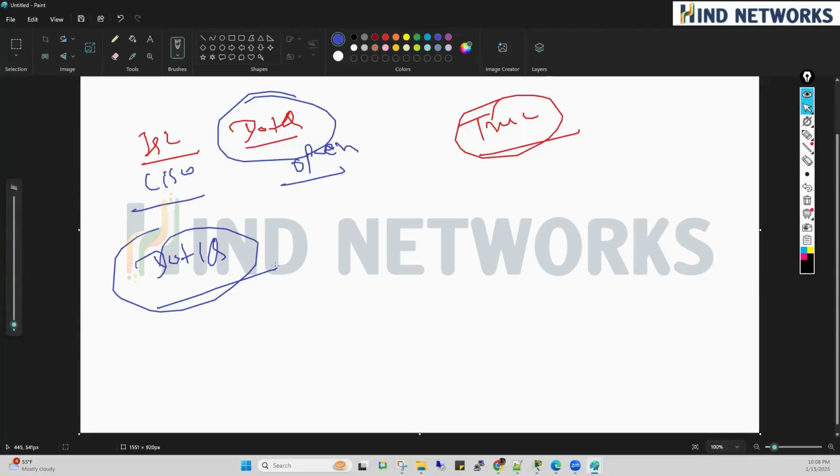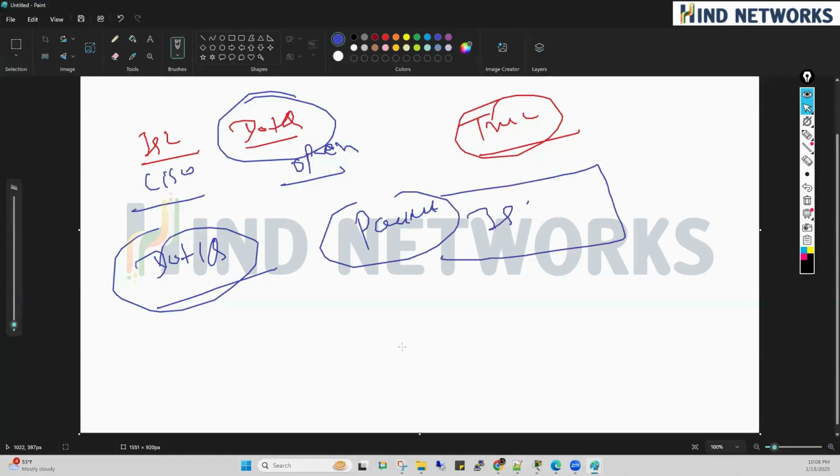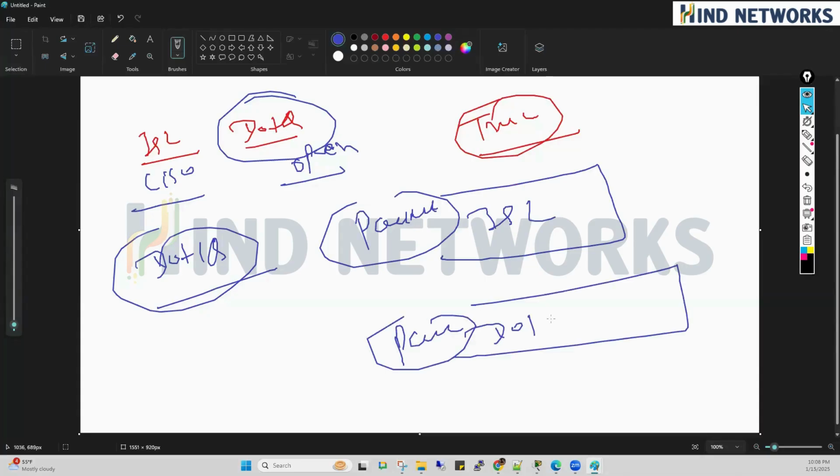What is the reason? The reason is, for example, this is the original packet. See the difference between using ISL and using .1Q. If you are using ISL, what will ISL do?